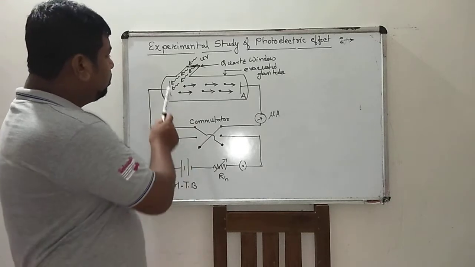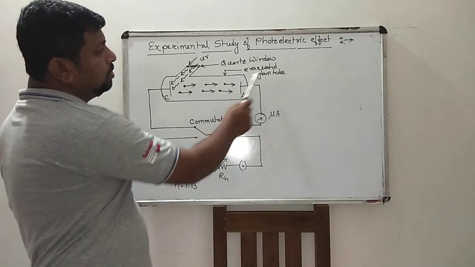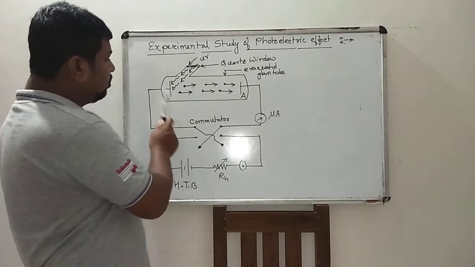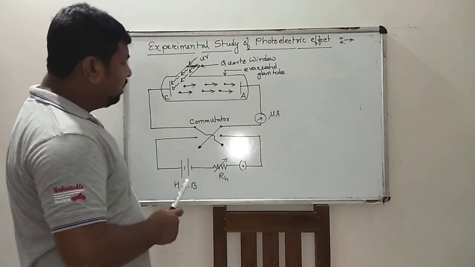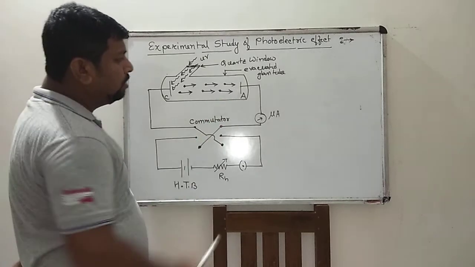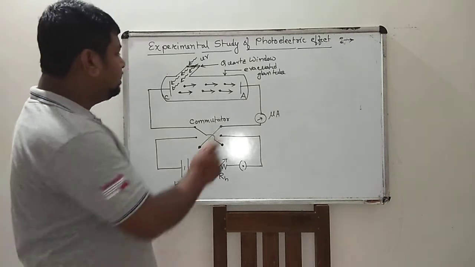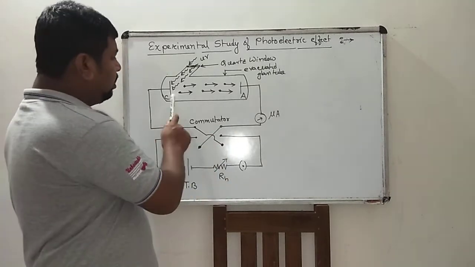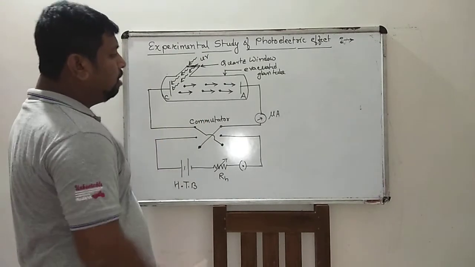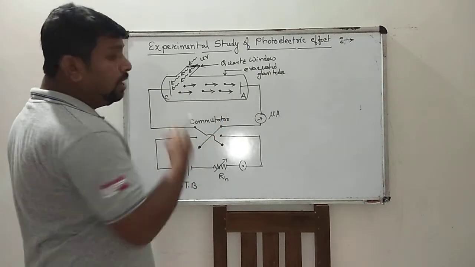So this is the evacuated glass tube, which we have already written. This is an evacuated glass tube having a cathode and an anode. The cathode is a metal which is used to eject the electrons, and the anode is used to collect the electrons ejected by the cathode. One end is the cathode, the other end is the anode. The cathode emits the electrons and the anode collects them.